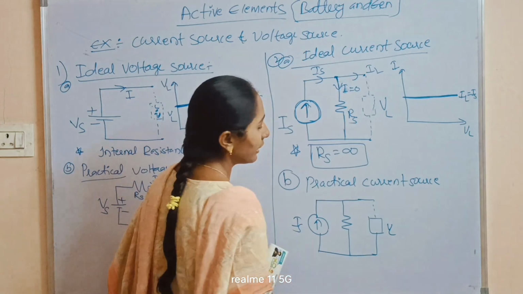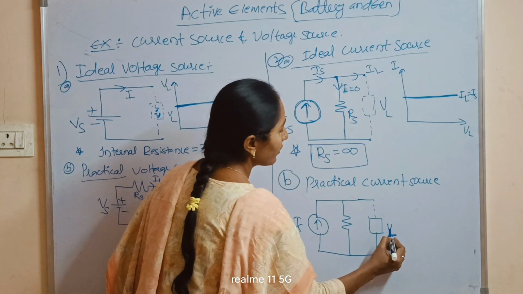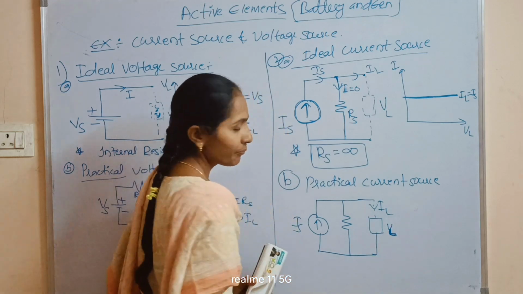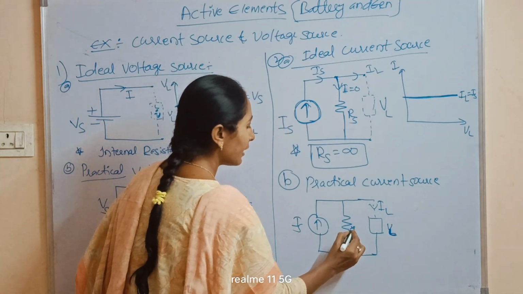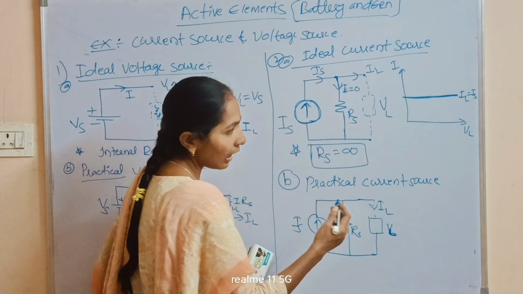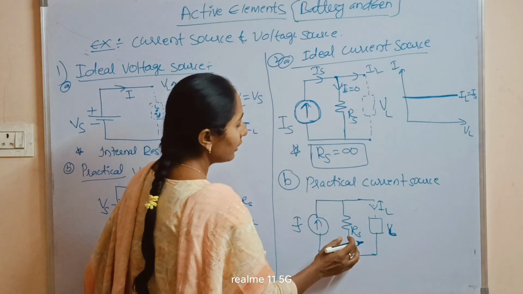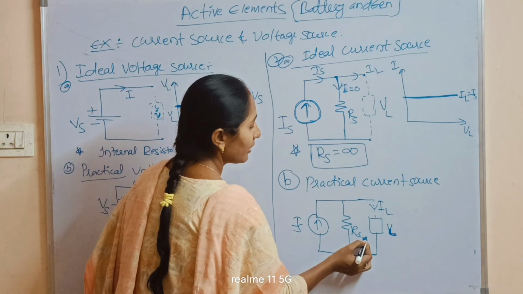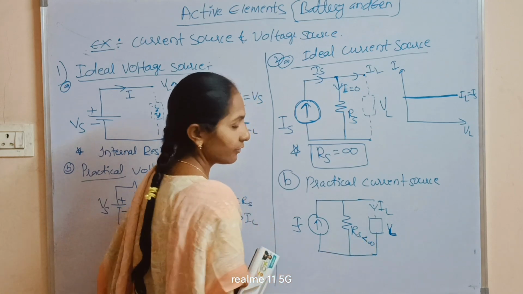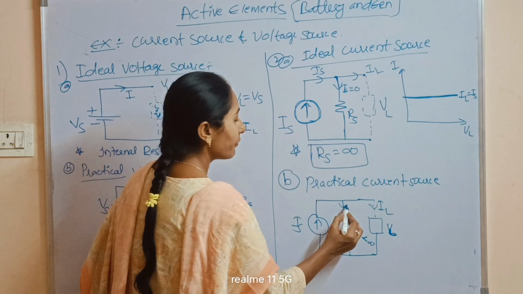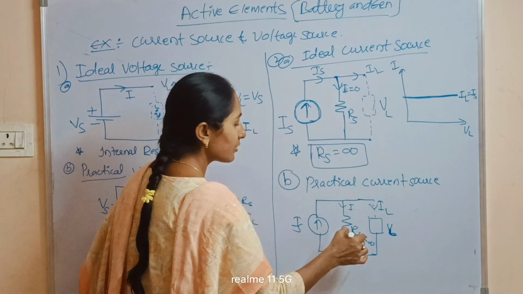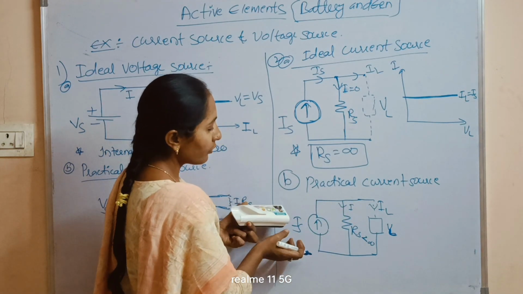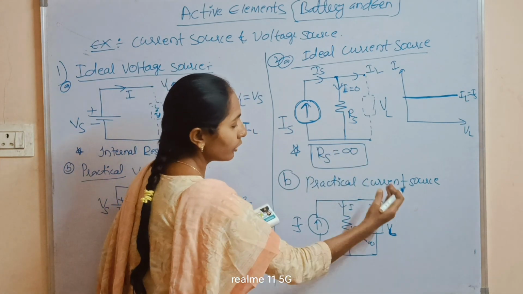Here we are considering the load voltage VL, and the current flowing through this branch is IL. Due to this internal resistance, RS or RI, it is less than infinity, so some amount of current is flowing in this branch. Because of that, the total current will not move to the load.